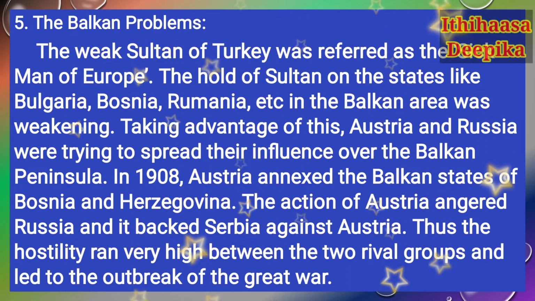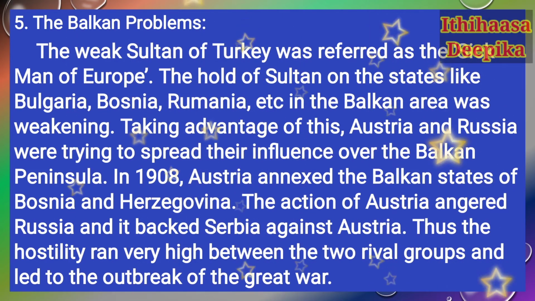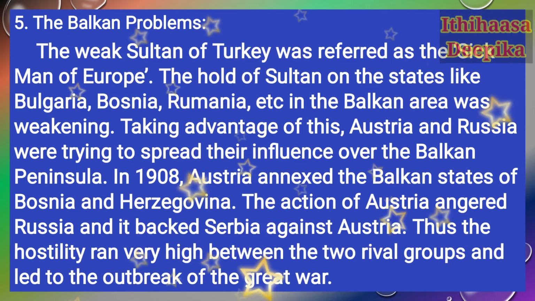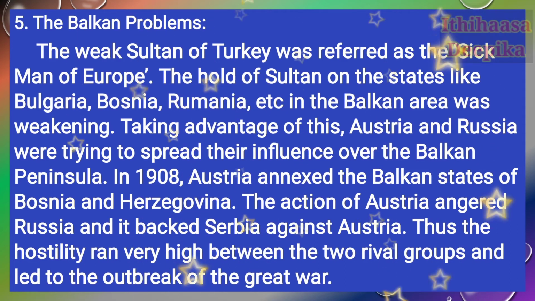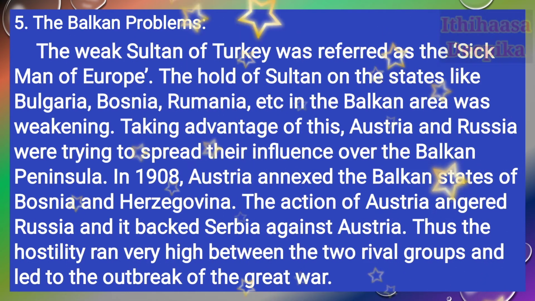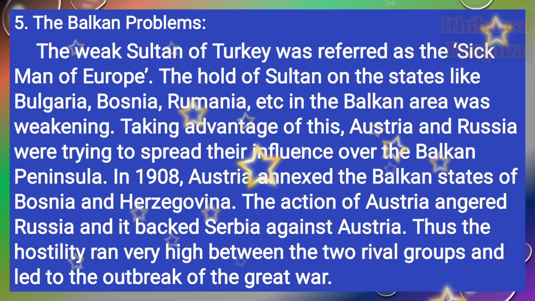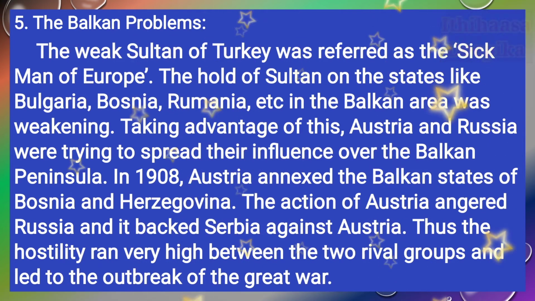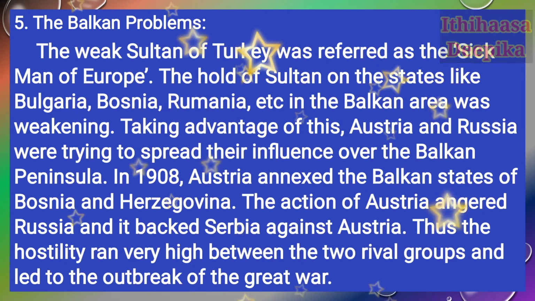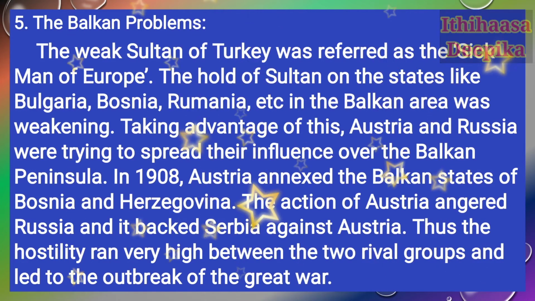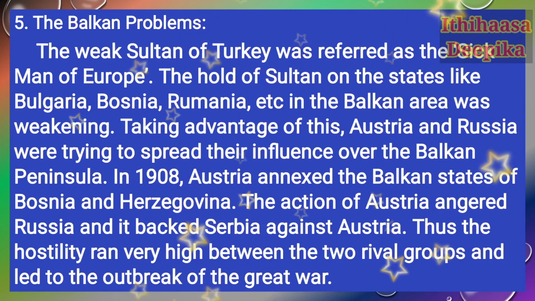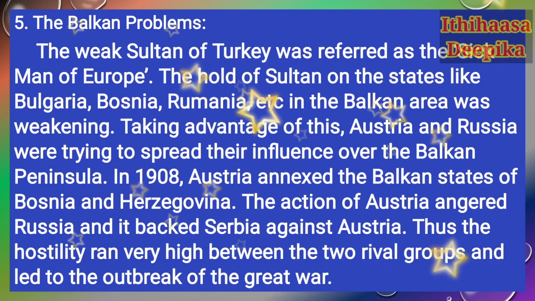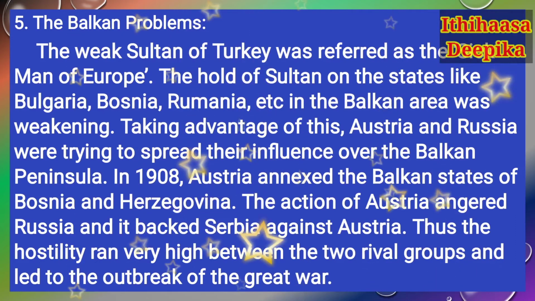The weak Sultan of Turkey was referred to as the sick man of Europe. The hold of the Sultan on states like Bulgaria, Bosnia, Romania, etc. in the Balkan areas was weakening. The countries surrounding the Balkan Sea are called Balkan states. It includes Bulgaria, Bosnia, Romania, Serbia, Montenegro and others.